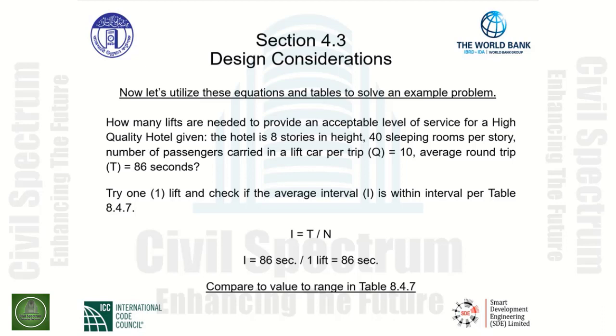Try one lift. Check if the average interval I is within the interval according to Table 8.4.7. So we start out with the equation I equals T divided by N. I, of course, in this case, equals 86 seconds divided by one lift, which again would equal 86 seconds. We now need to compare this value in our given design to the range that is allowable in Table 8.4.7.